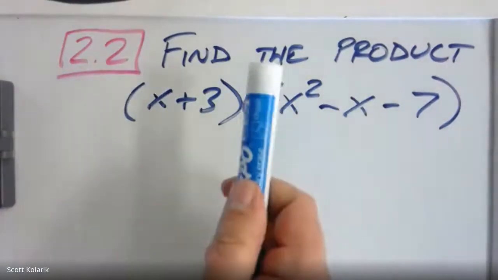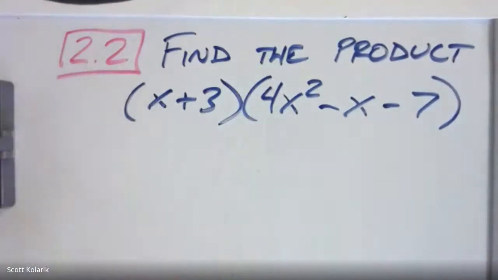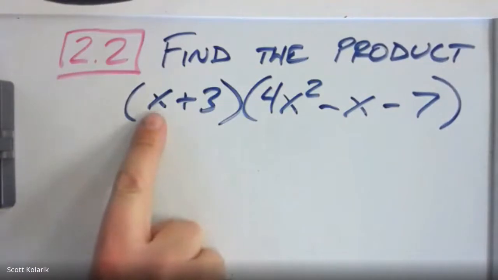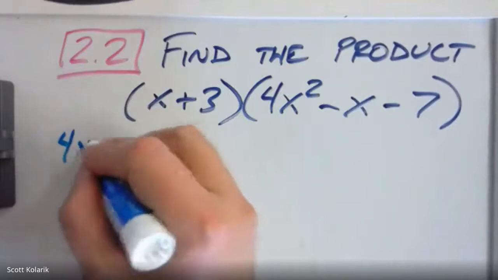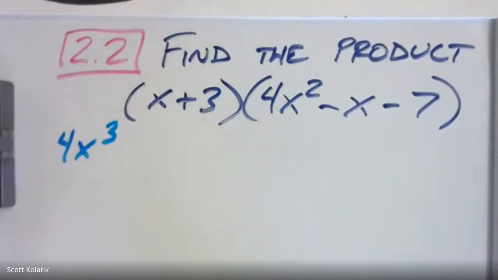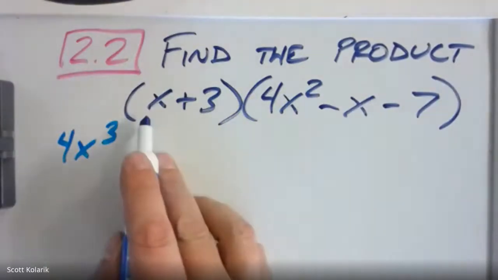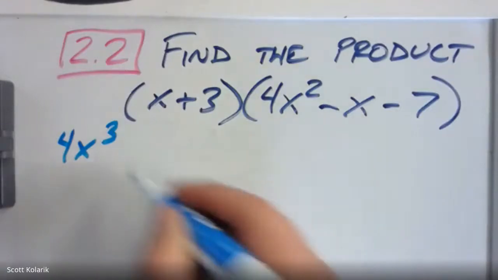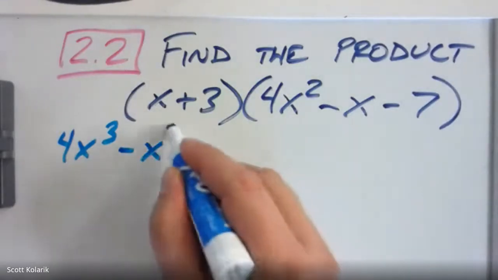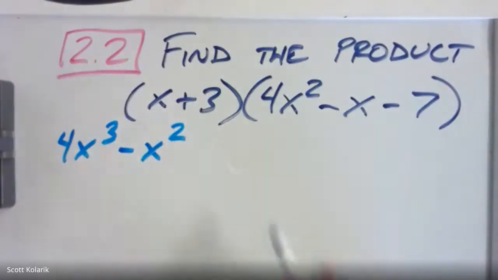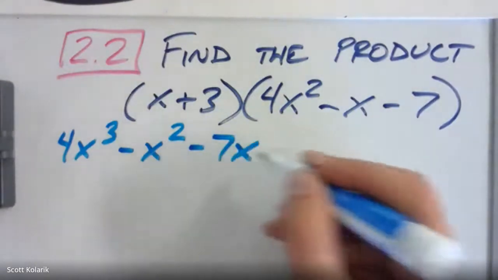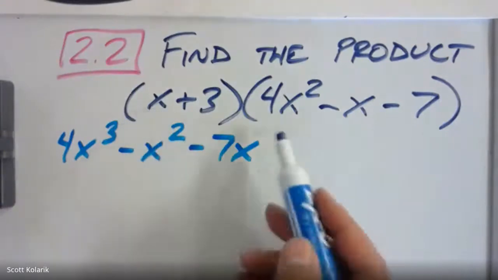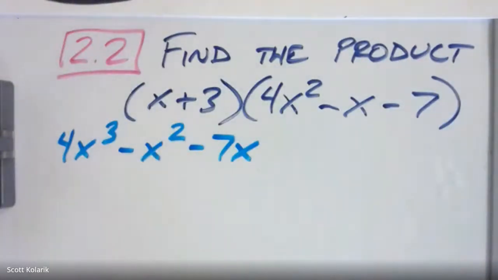So let's use blue for our first term, x. So when I multiply it through, x times 4x squared gives me 4x to the 3rd power, because there'd be 3 x's. Moving on, x times negative x would give me negative x squared. x times negative 7 would be negative 7x. And I've finished going through with the x.